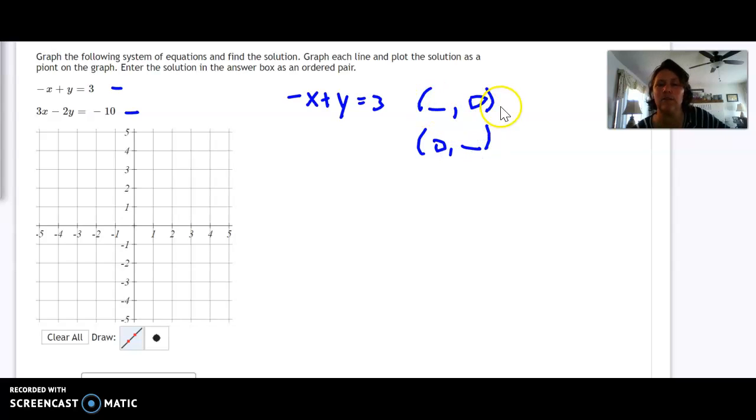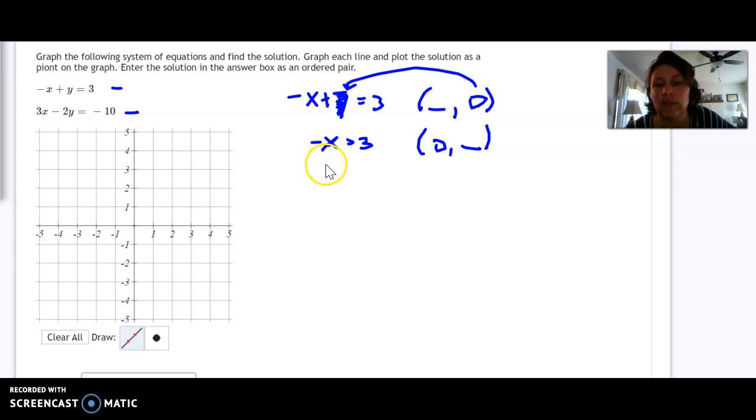Okay, so first off, when we find that x-intercept, we're going to take y, or 0, and we're going to plug that 0 in for y. So when we plug 0 in for y, well, 0 is nothing when we're adding it. So what that's going to make is that's going to just make all of that disappear. And now we have negative x equals 3.